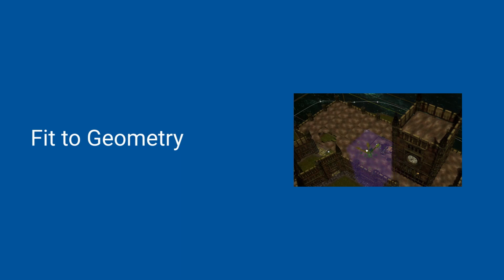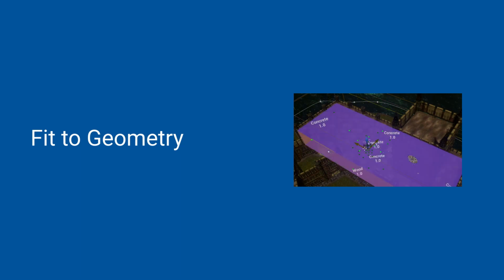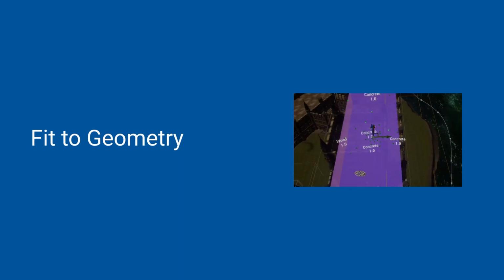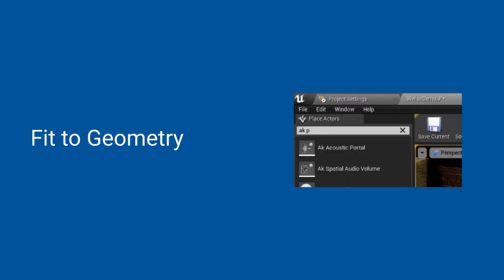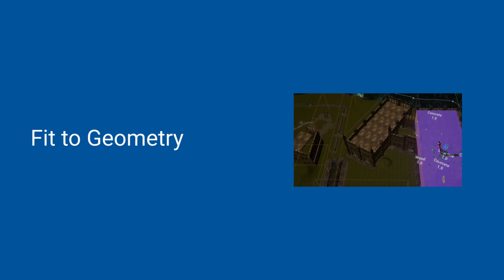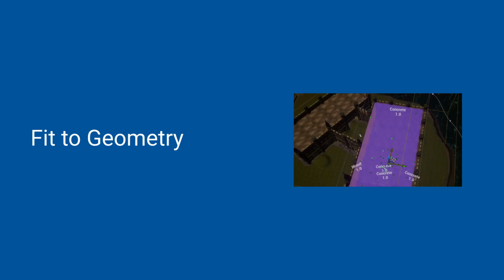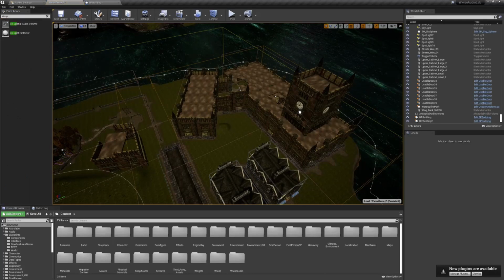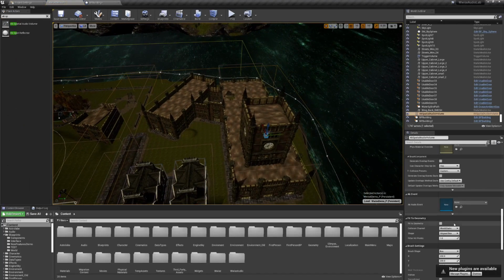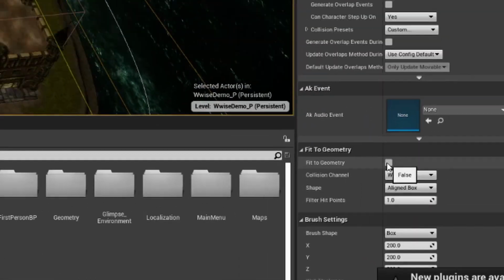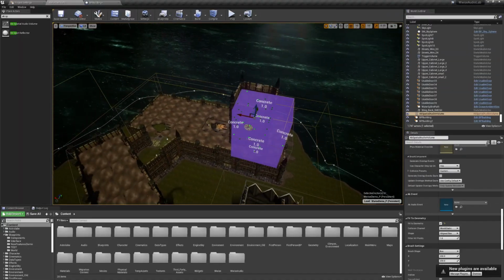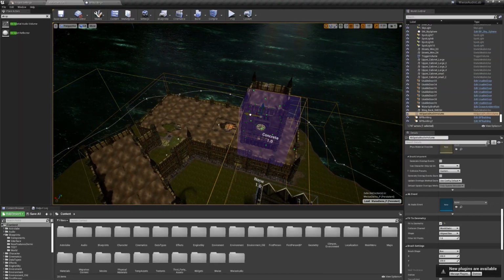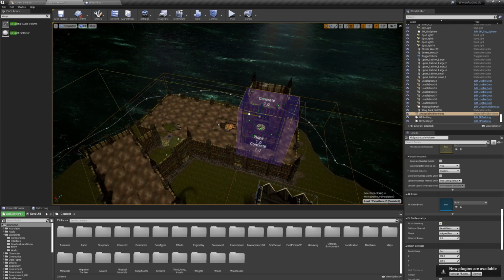When working with existing level geometry, to which you want to add rooms, portals, reverbs, and acoustic geometry, the spatial audio volume and acoustic portal actors can be used. For fitting spatial audio volumes and acoustic portals to existing geometry, a new Fit to Geometry feature has been added. When Fit to Geometry is enabled, simply position your volume close to the geometry and it will automatically snap into place.